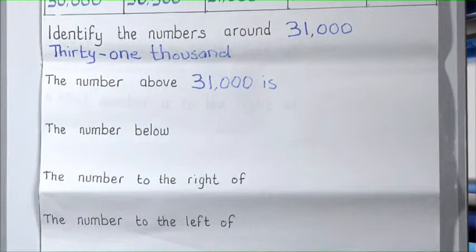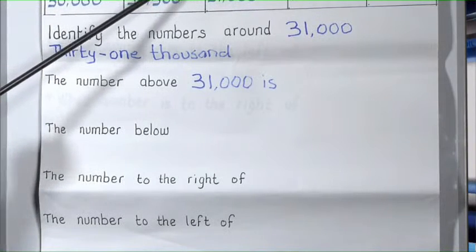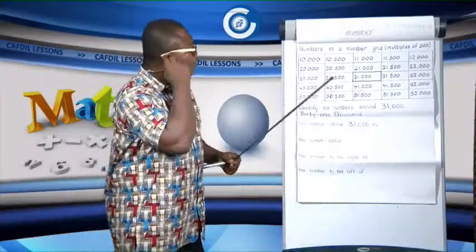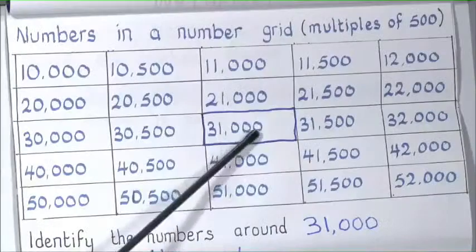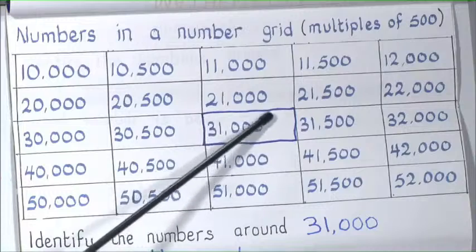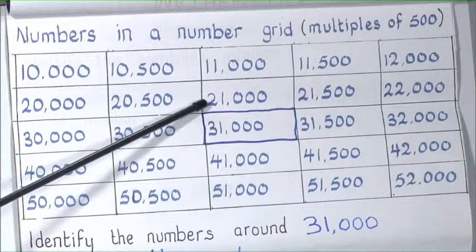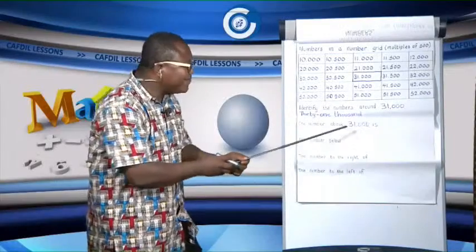So let's look at the number above 31,000. Now we have 31,000 here on the number grid. So what is the number above this 31,000? Remember we said the number above is the number which is on top. So this is 31,000. And what is the number above this 31,000? Let's look at it. This is the number above 31,000. And the number is what? 21,000. So the number above 31,000 is 21,000.